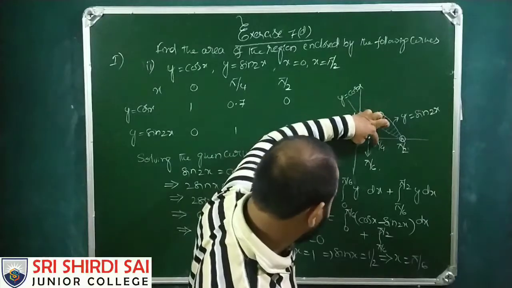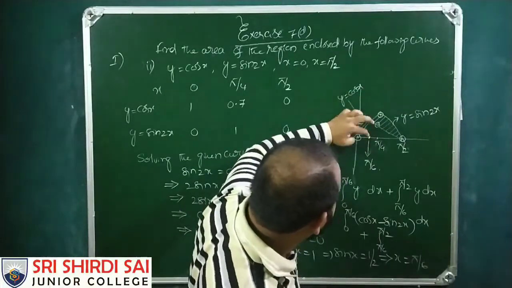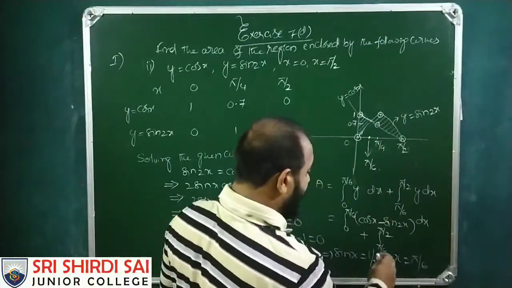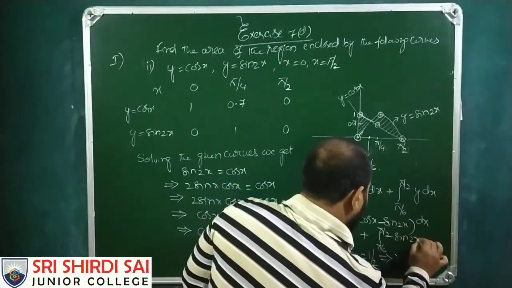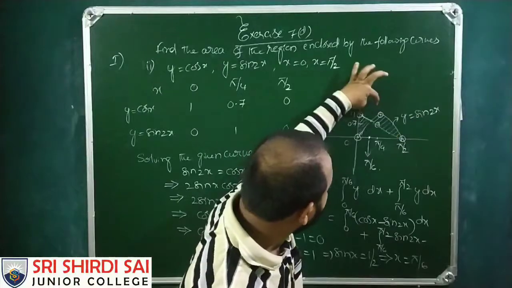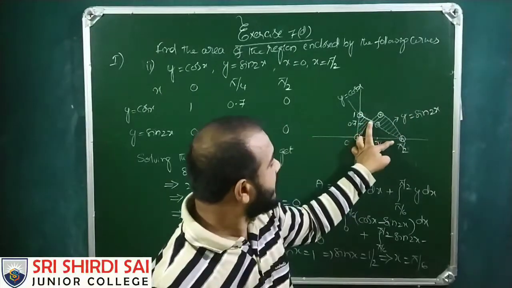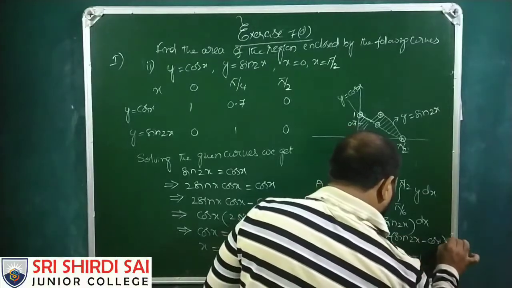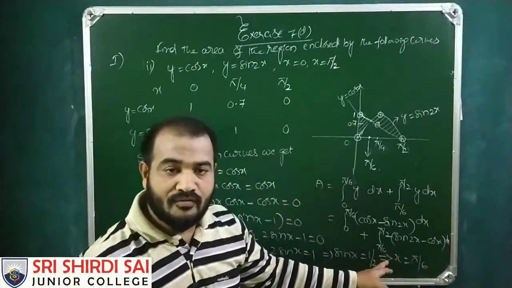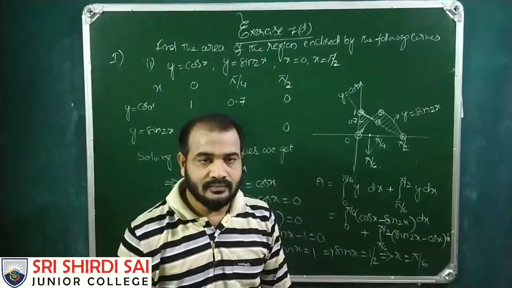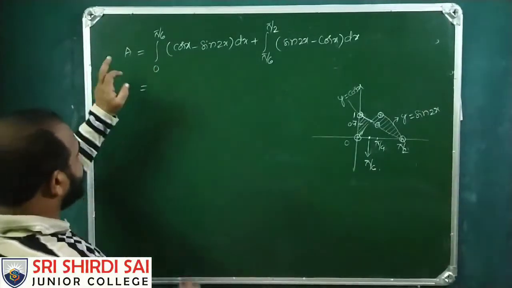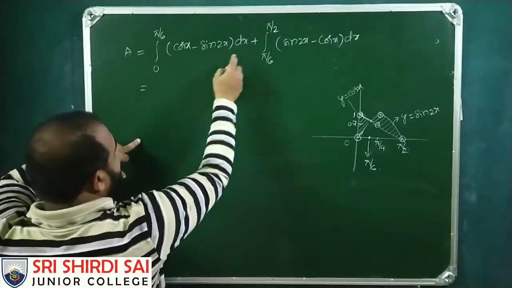Here, from pi by 6 to pi by 2, the upper curve is sin 2x minus, this sin 2x is the upper curve and this is y equals cos x. So cos x dx. So we know how to deal with the problem from this onwards. This is equal to the integral from 0 to pi by 6 of cos x dx.